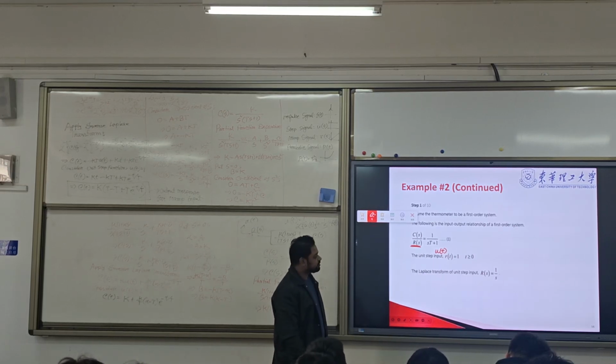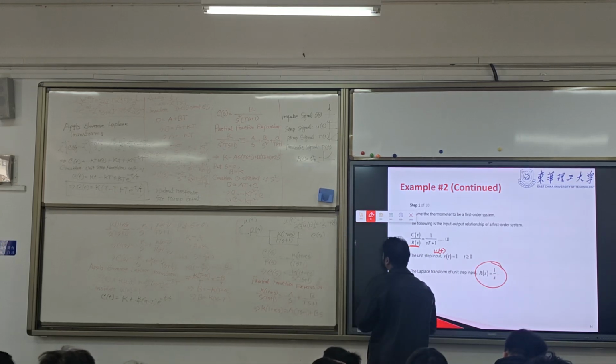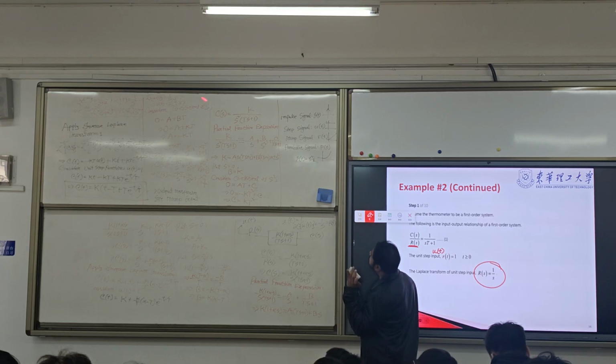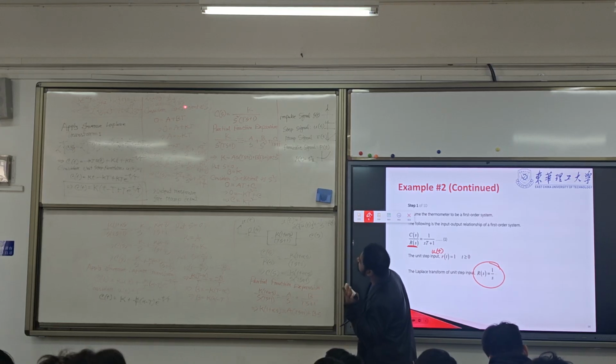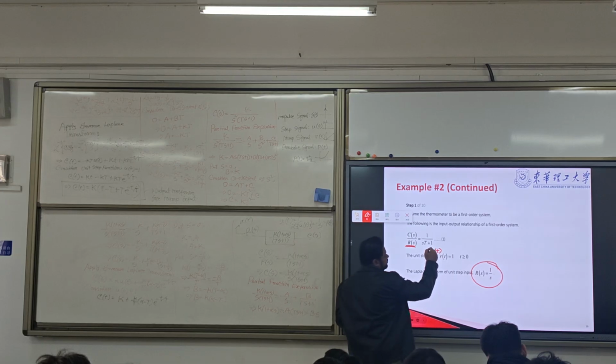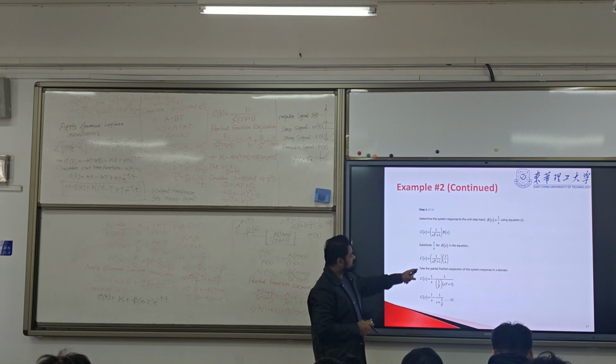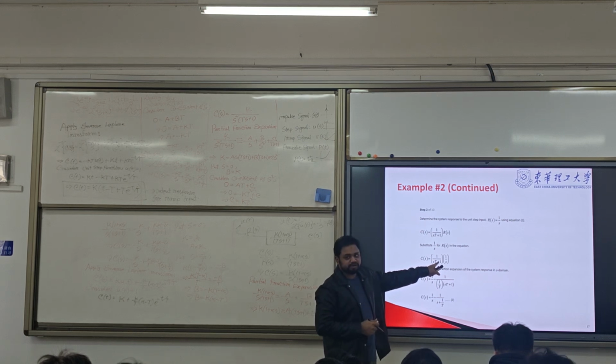Now RT equal to 1, so we can convert it to the s domain. RS is 1 by S. We have seen here, UT is 1 by S. So now this equation will be like this: 1 by S into Ts plus 1. We already know that.